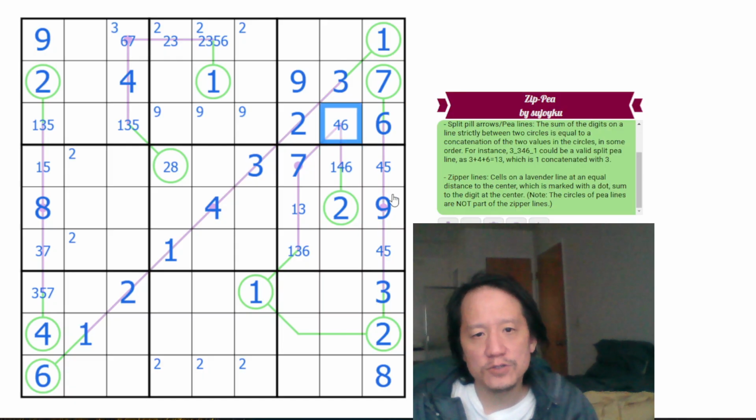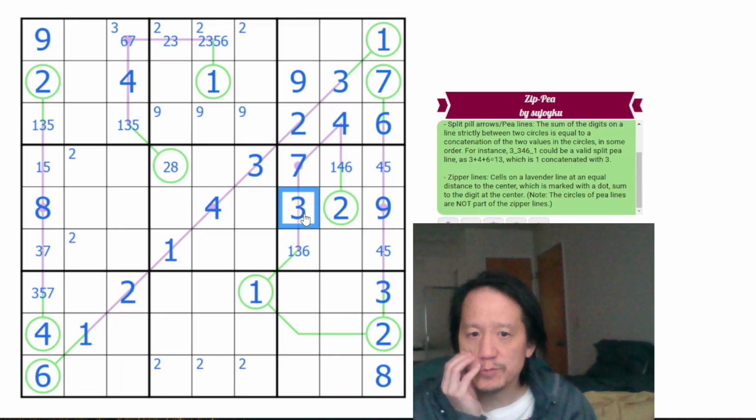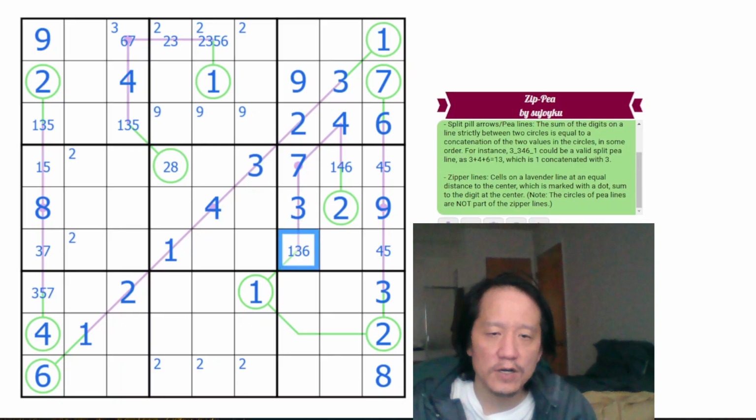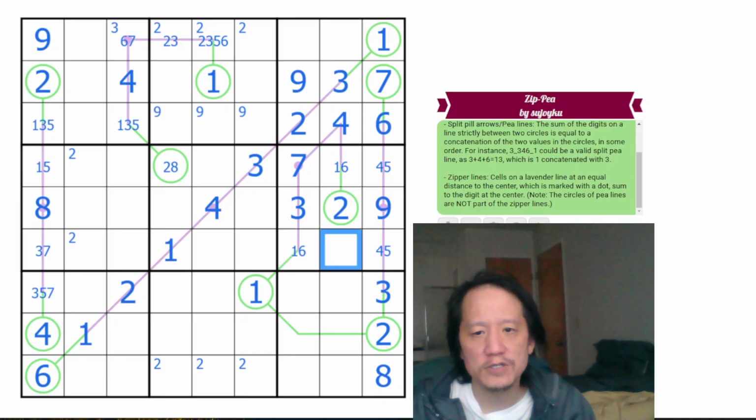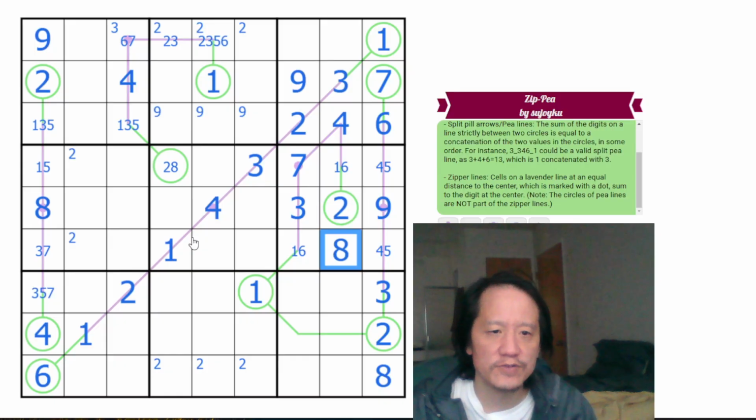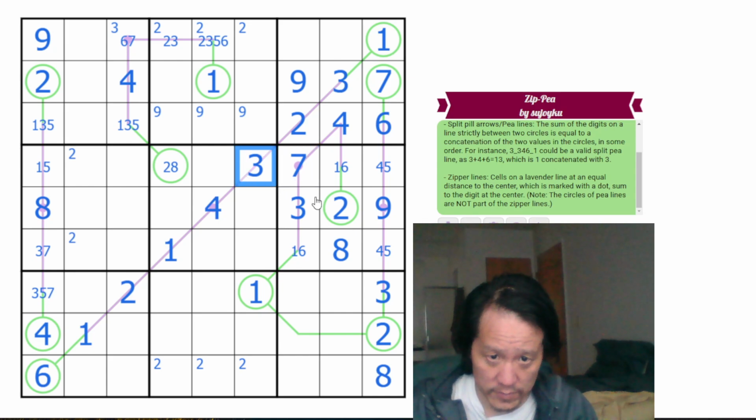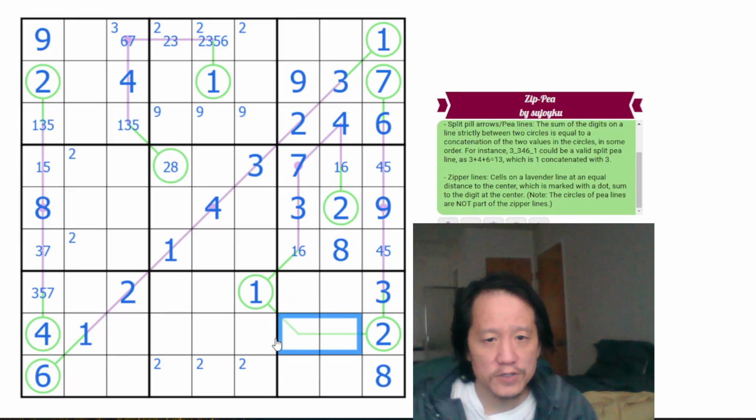This can't be 6, so this is 4, which means this must be 3 to add up to 7. This can't be 3, this can't be 4. So it's a 1, 6, 1, 6 pair, so therefore all that's left is 8. This can't be, this is a 7. This adds up to 12.